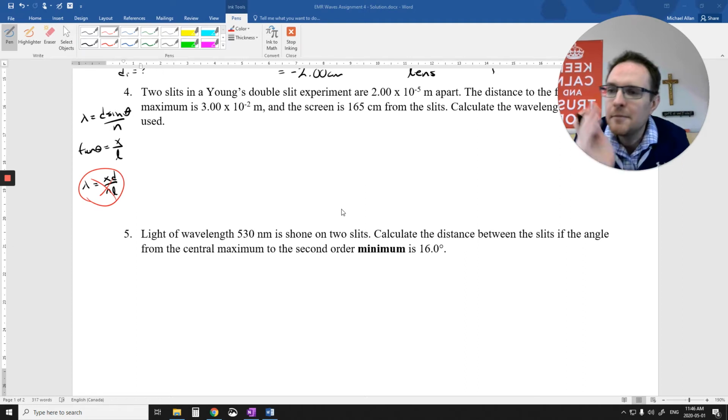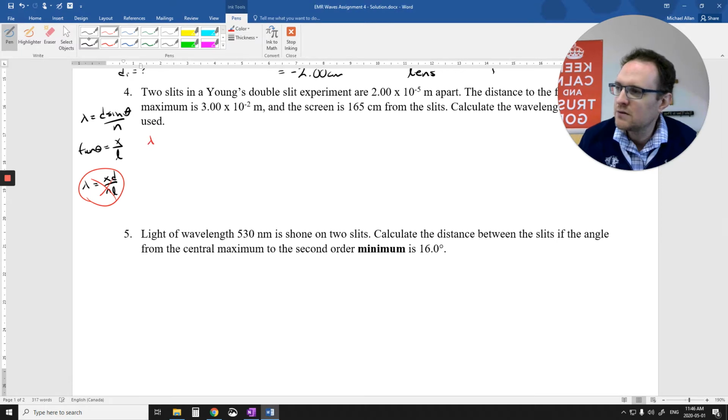All right, so the wavelength used here. I'm going to try to find what my wavelength is. That's a different color. Let's change that back to black. So that's my goal. We know two things about this here.